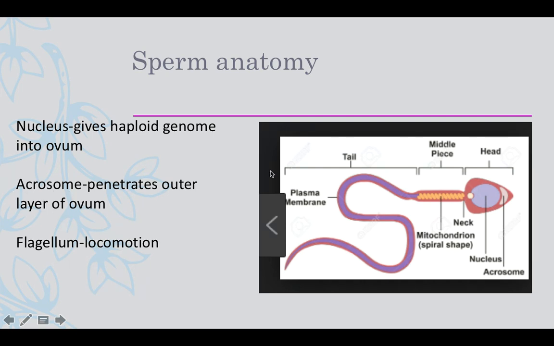So the next structure is the acrosome. It's this little pocket right here, and it contains enzymes that allow the sperm to penetrate the wall of the egg. So if we didn't have that, then it would be like the sperm's just hitting a brick wall. It wouldn't be able to penetrate and then give its genetic material to the female. And the flagellum is for locomotion. You know what a flagella is used for. If you didn't have flagella, then it wouldn't be able to move anywhere.